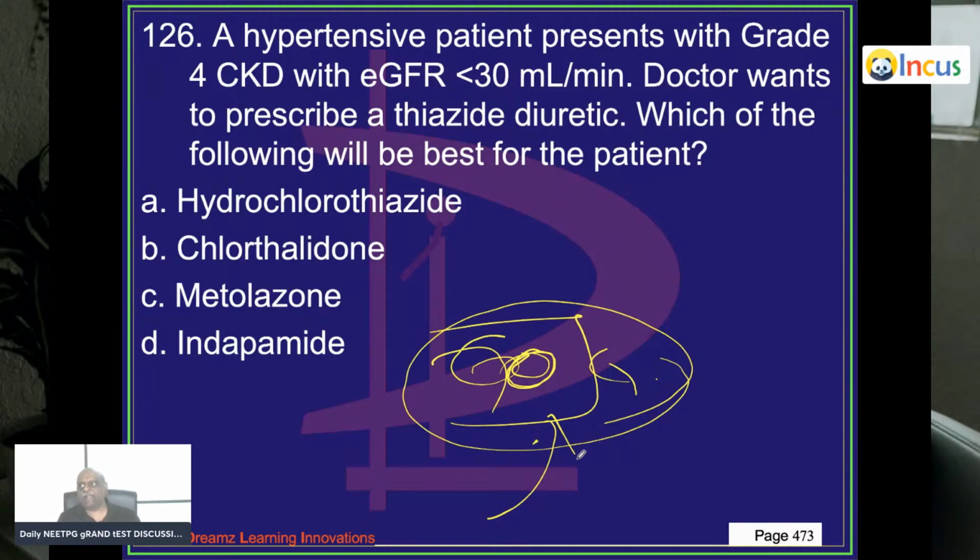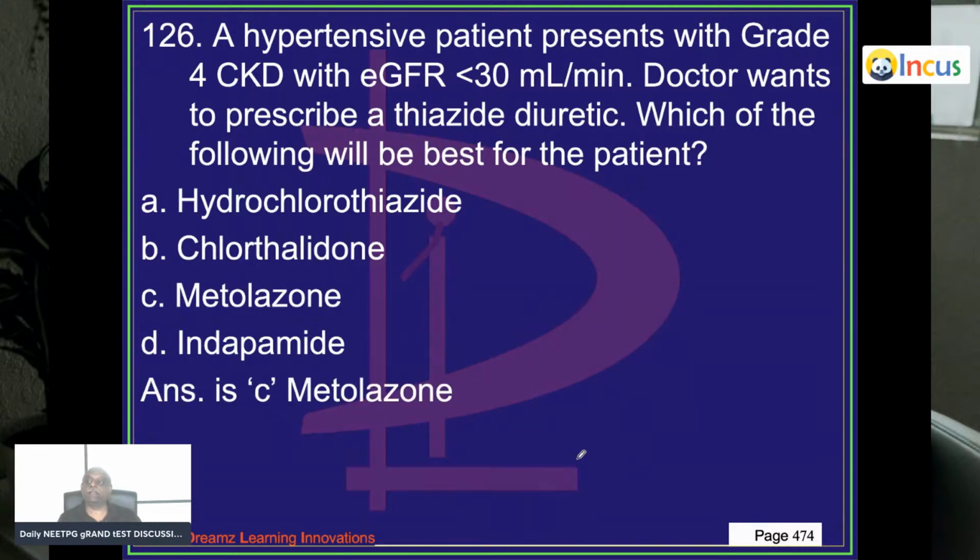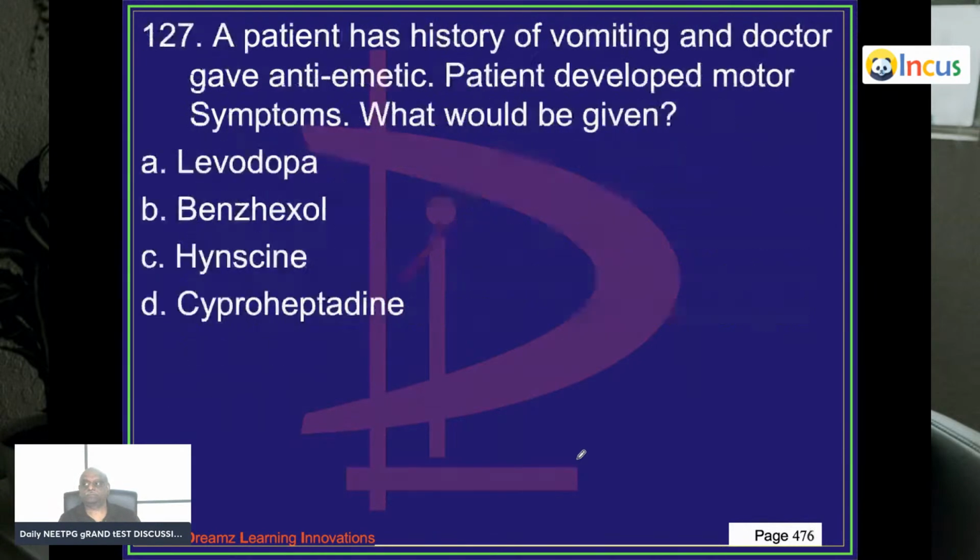Grade 4 CKD with GFR less than 30, doctor wants to prescribe thiazide. Metolazone. I told you, when renal plasma flow is very low, metolazone is still effective. It's a loop diuretic. A loop diuretic always is more powerful than thiazide.